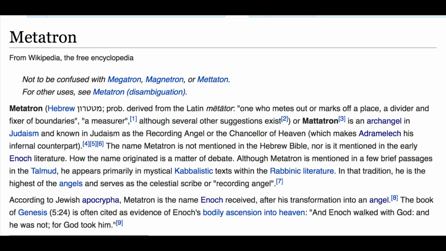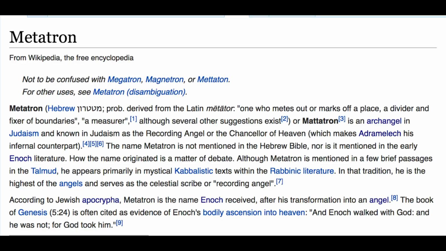As it says here, Metatron: one who metes out or marks off a place, a divider, and a fixer of boundaries, a measurer. Although several other suggestions exist, Metatron is an archangel in Judaism, known as a recording angel, or the chancellor of heaven, a scribe, right, a recorder, which makes Adramelech his infernal counterpart. We're going to learn about Adramelech later.